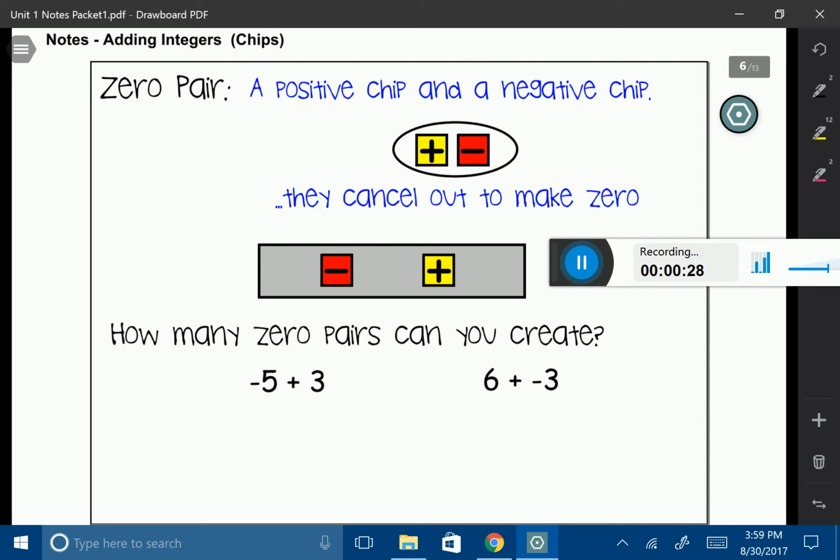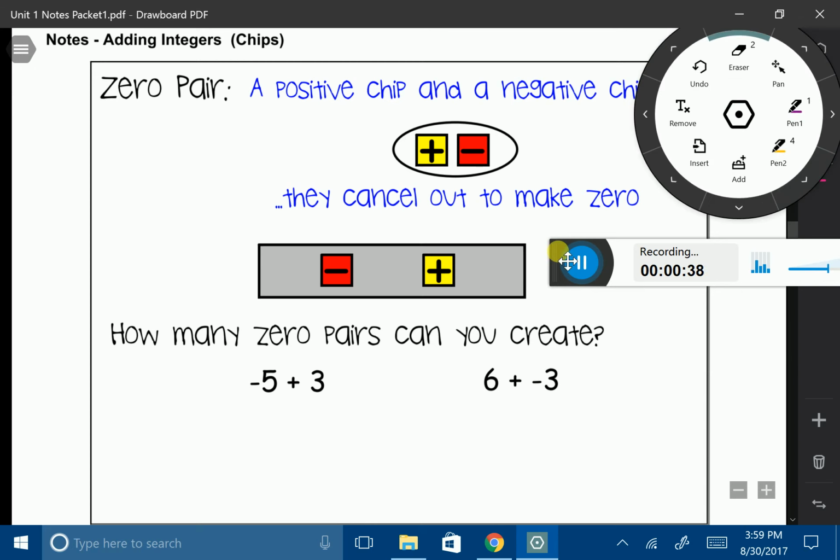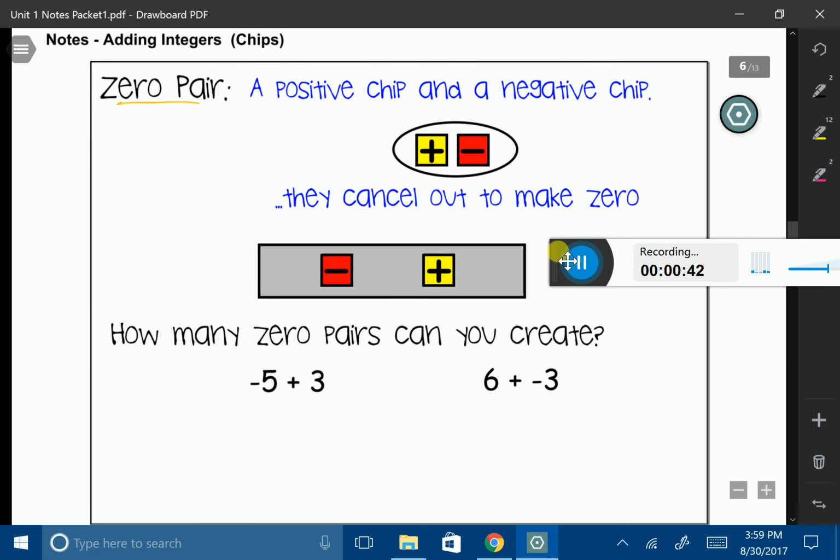So the first vocabulary term we need to know when we're adding integers using chips is this idea of a zero pair. I'm going to go grab my pen over here. A zero pair. And a zero pair is a positive chip and a negative chip, just like you see here circled. Now, the neat thing about a zero pair is that a positive chip and a negative chip actually cancel each other out. Let me show you how.